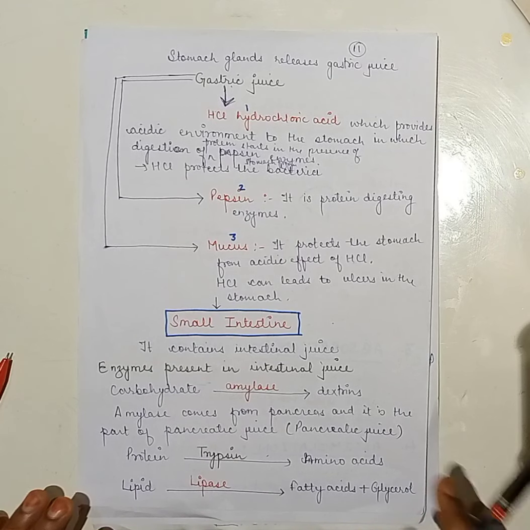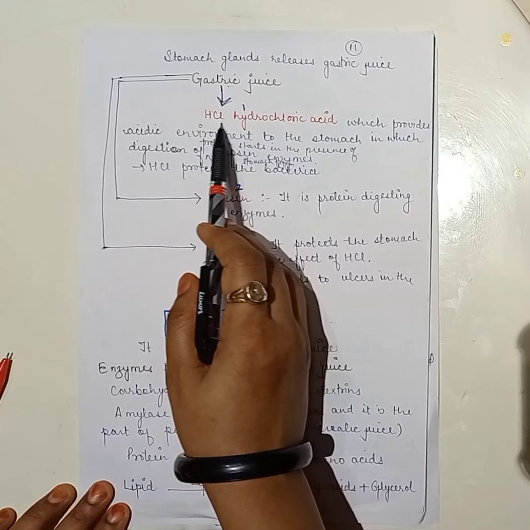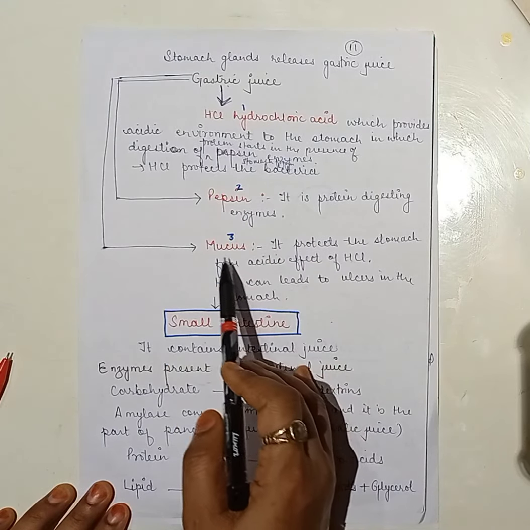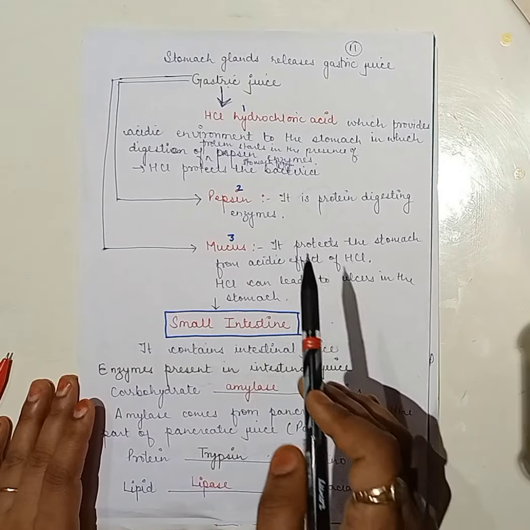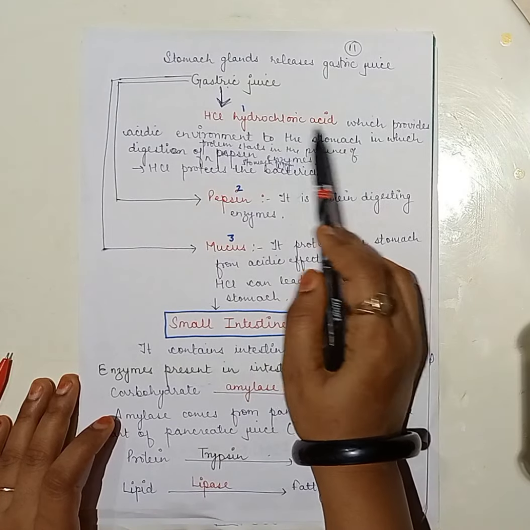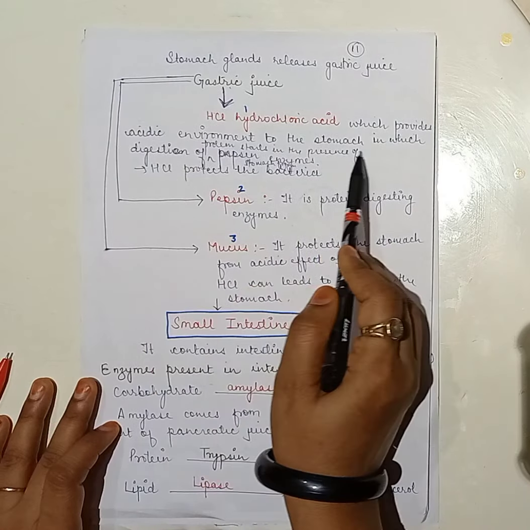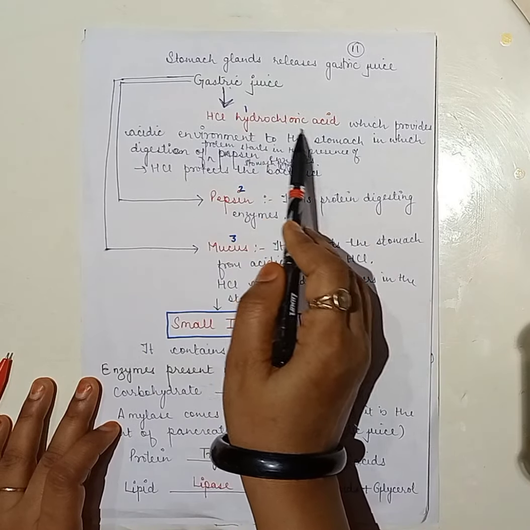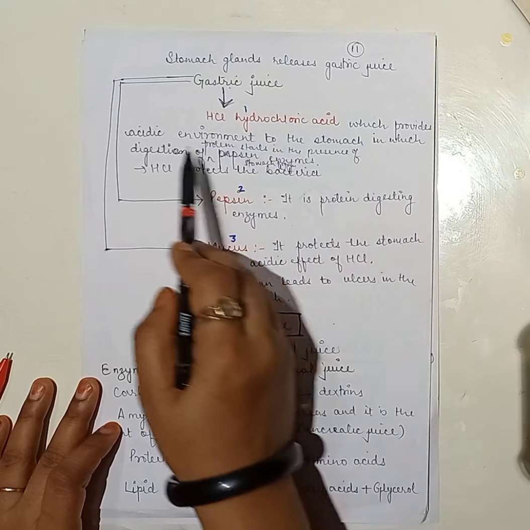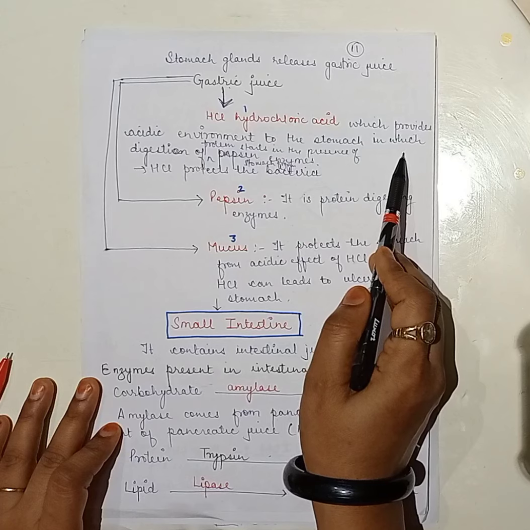What are the functions of the gastric juice, or what roles are played by these three things in the stomach, right? Hydrochloric acid provides an acidic environment to the stomach. As the name indicates, hydrochloric acid is an acid, so it provides the acidic environment to the stomach, right?